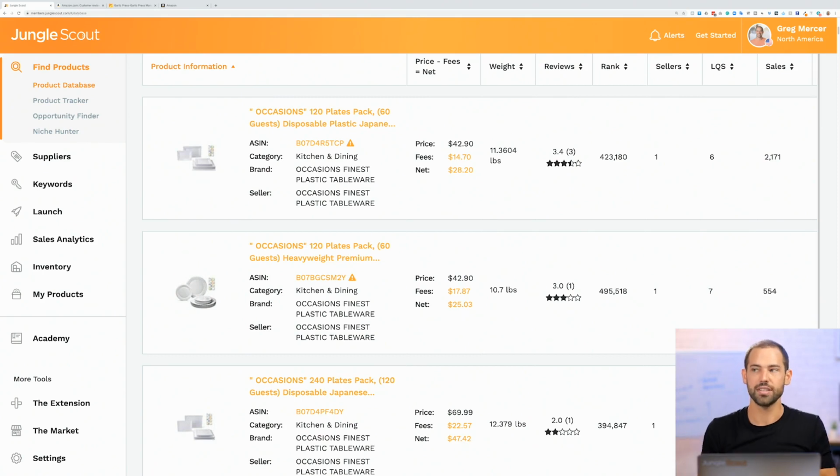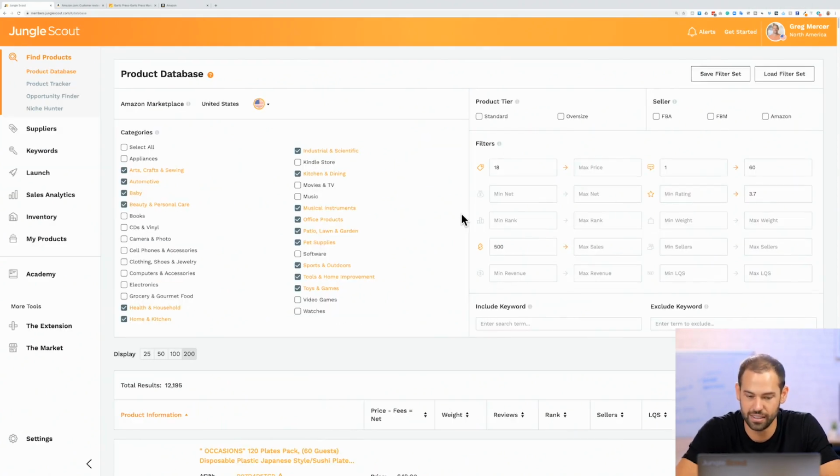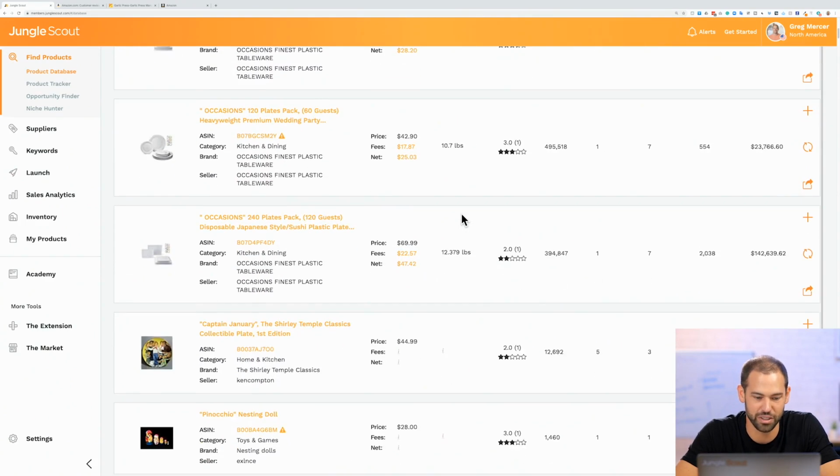So this is how I'm coming up with product ideas, because if you're just sitting at your desk all day trying to think of all these different product ideas, it's actually pretty difficult to think of these a little bit weird or strange product ideas, right? So that's why the product database is so powerful. It's going to show you all these different product ideas that you wouldn't otherwise think of. So I'm looking on here, like it's a 120 plate pack, right? I never would have thought about that if I was just sitting in my office trying to think of product ideas.